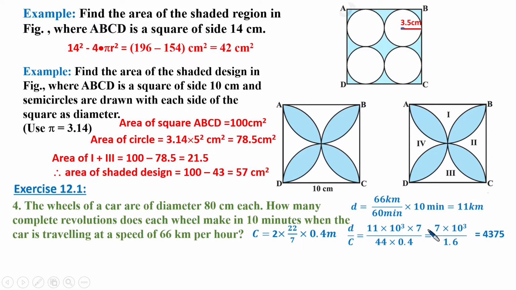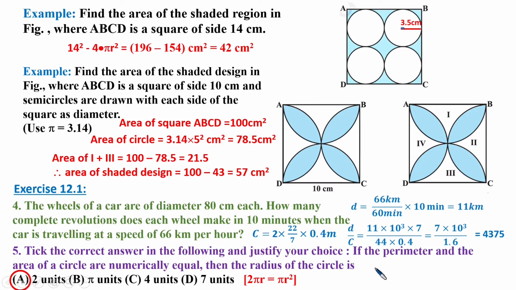So I know this is the distance, that is 11 kilo is 10 to the power 3. I have converted into meters. And this C is your 2 pi r. So here 2 into 22, 44, and 7 I bring it up, and here it is 0.4. So if you do this, you will get 4375. Please pause it and do it yourself. Next exercise, tick the correct answer in the following and justify your choice.